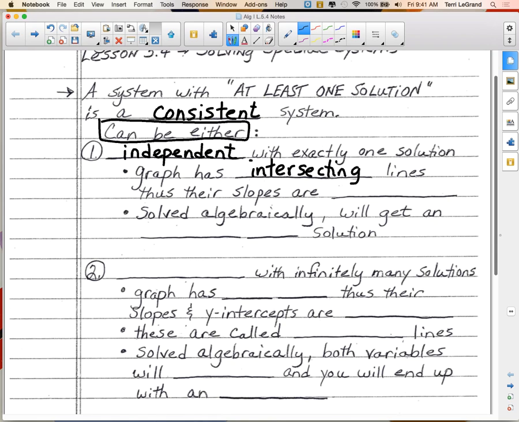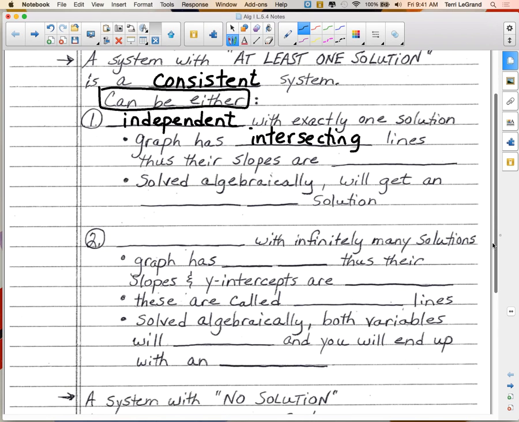Well, do all intersecting lines have to be perpendicular? Do they have to form right angles when they intersect? No. So it doesn't sound like that necessarily has to be the case. They just have to be different. If they're going to intersect, they have to have different slopes.